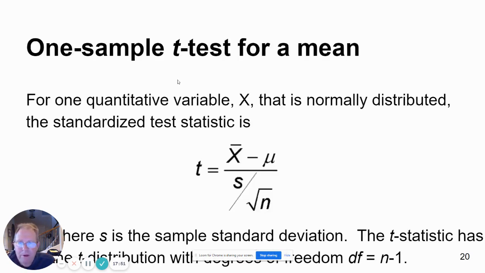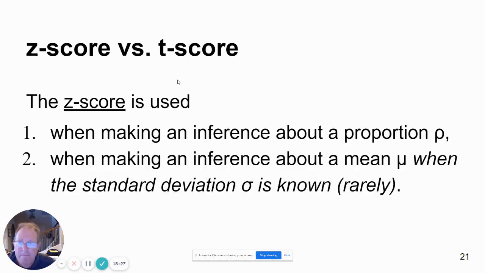And same thing here. For one quantitative variable x that is normally distributed, the standardized test statistic is equal to the sample mean minus the hypothesized value, divided by the sample standard deviation over the square root of n. That on a numerator there is the hypothesized value. And whenever you're working with the t-distribution, you have to report the number of degrees of freedom. And in this test, the degrees of freedom will be n-1.